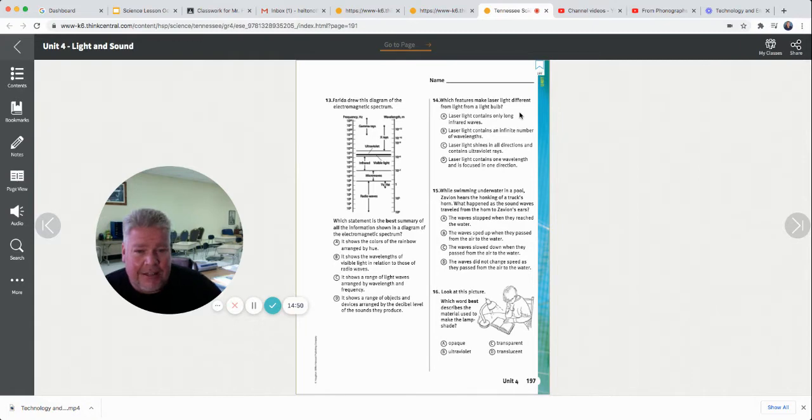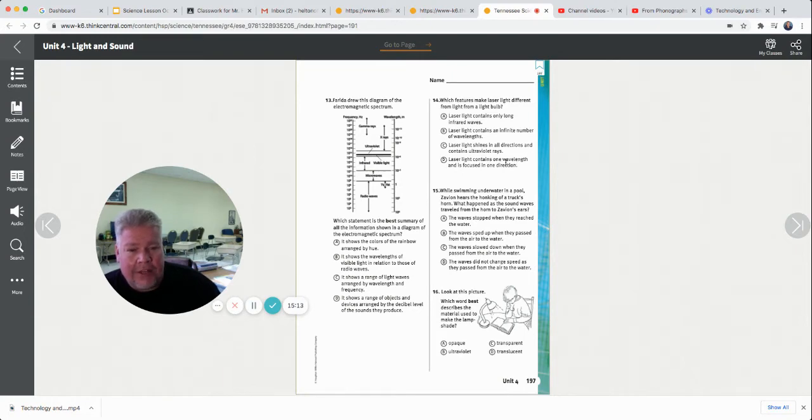Laser light contains an infinite number of wavelengths. No. Laser light shines in all directions. I already know that's not right. It goes in one direction. D, laser light contains one wavelength and is focused in one direction. That is correct. The correct answer to 14 is D.